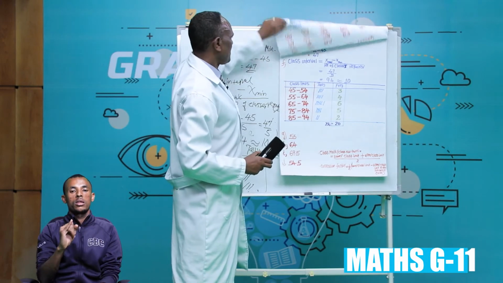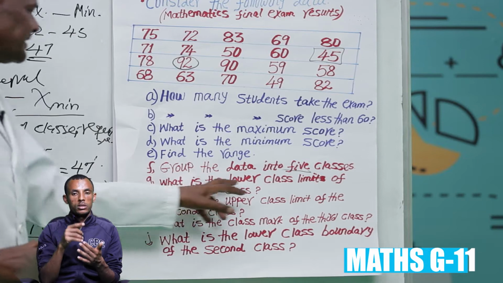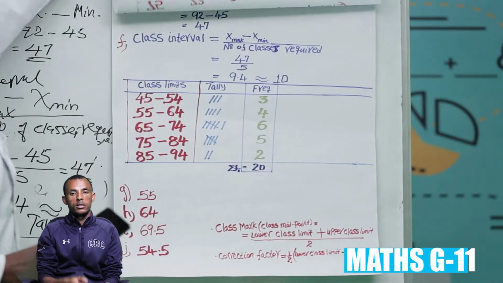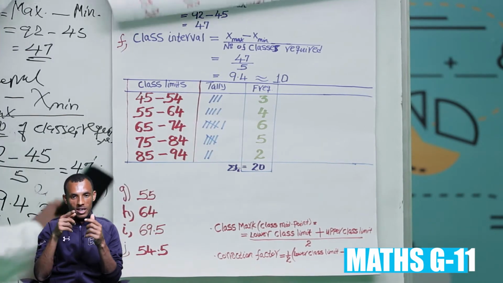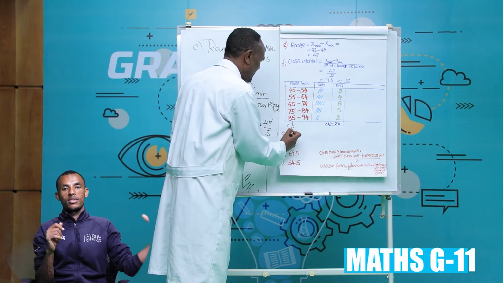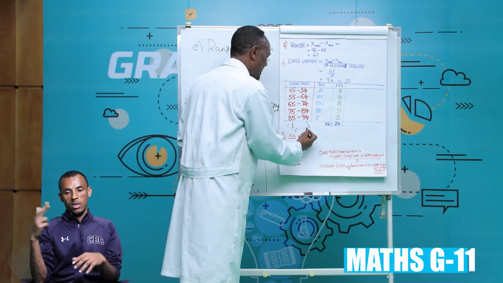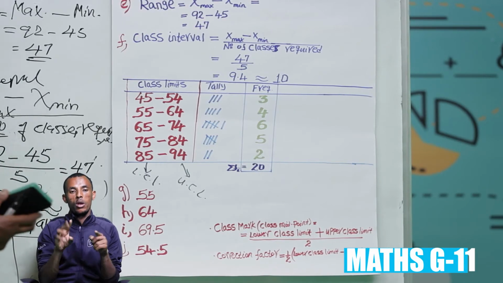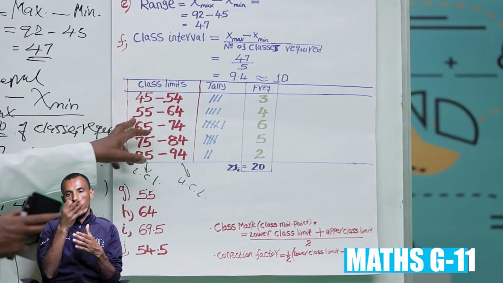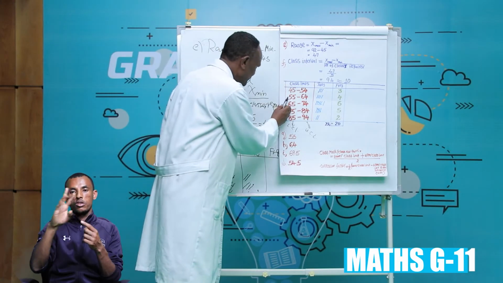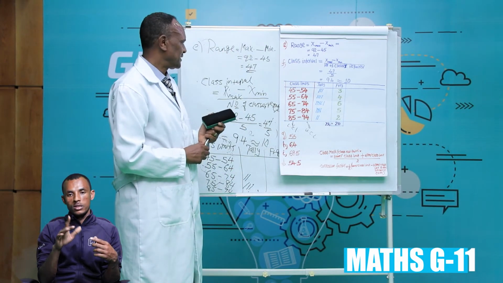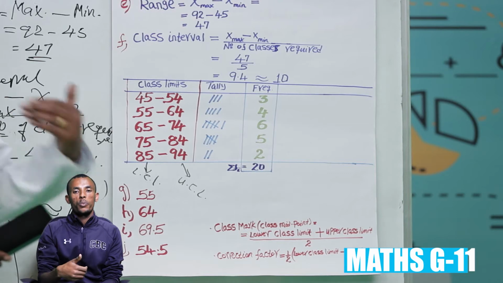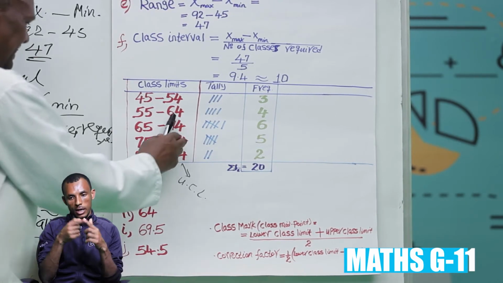Based on this, you are asked a question. What is the lower class limit of the second class? What is the class limit? This was the first class, second class, third class. The numbers on the left side we call lower class limits. The numbers on the right we call upper class limits of the given data. The lower class limit of the second class, which was from 55 to 64, is the left side, 55. What is the upper class limit of the second class? It is equal to 64.